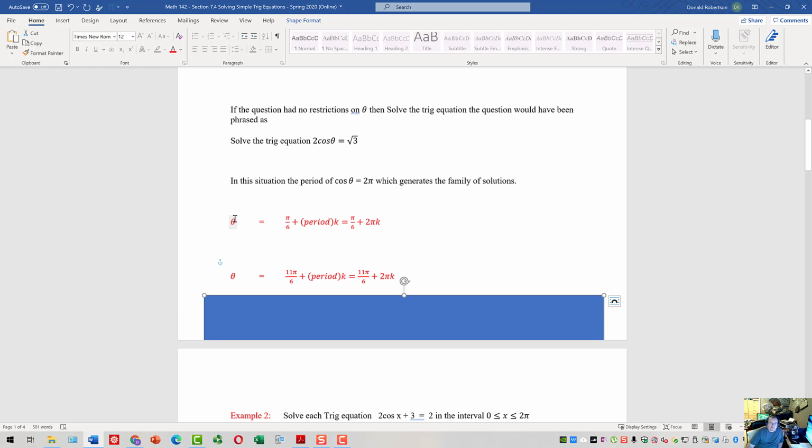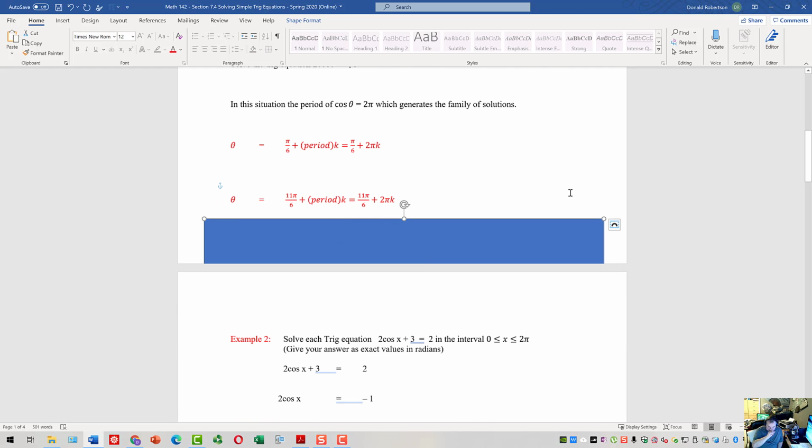Theta, a solution to that particular trig equation, is pi upon 6 plus the period times k. So pi upon 6 plus the period of the cosine function, which is 2 pi k, and an equivalent one for the second answer, which was 11/6 pi.